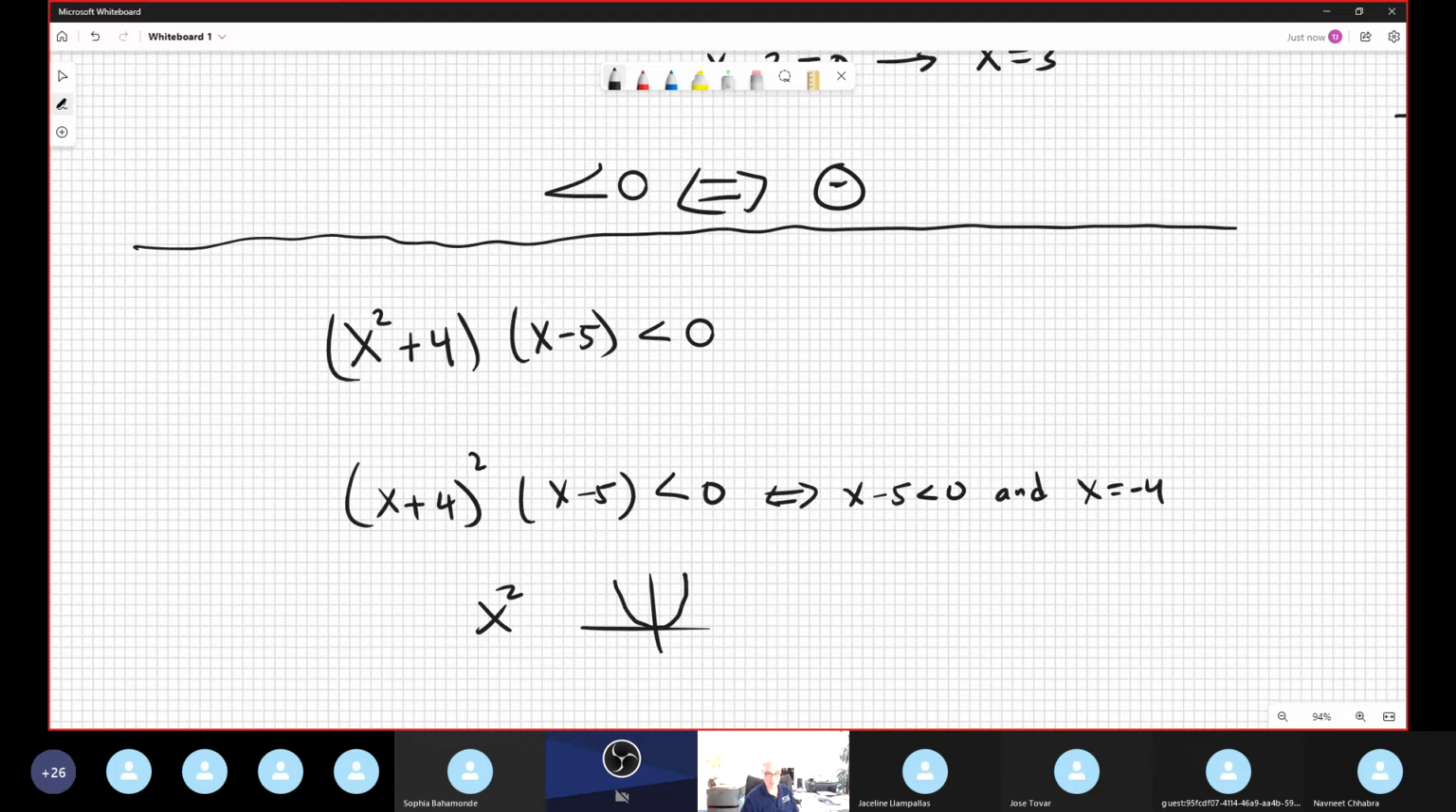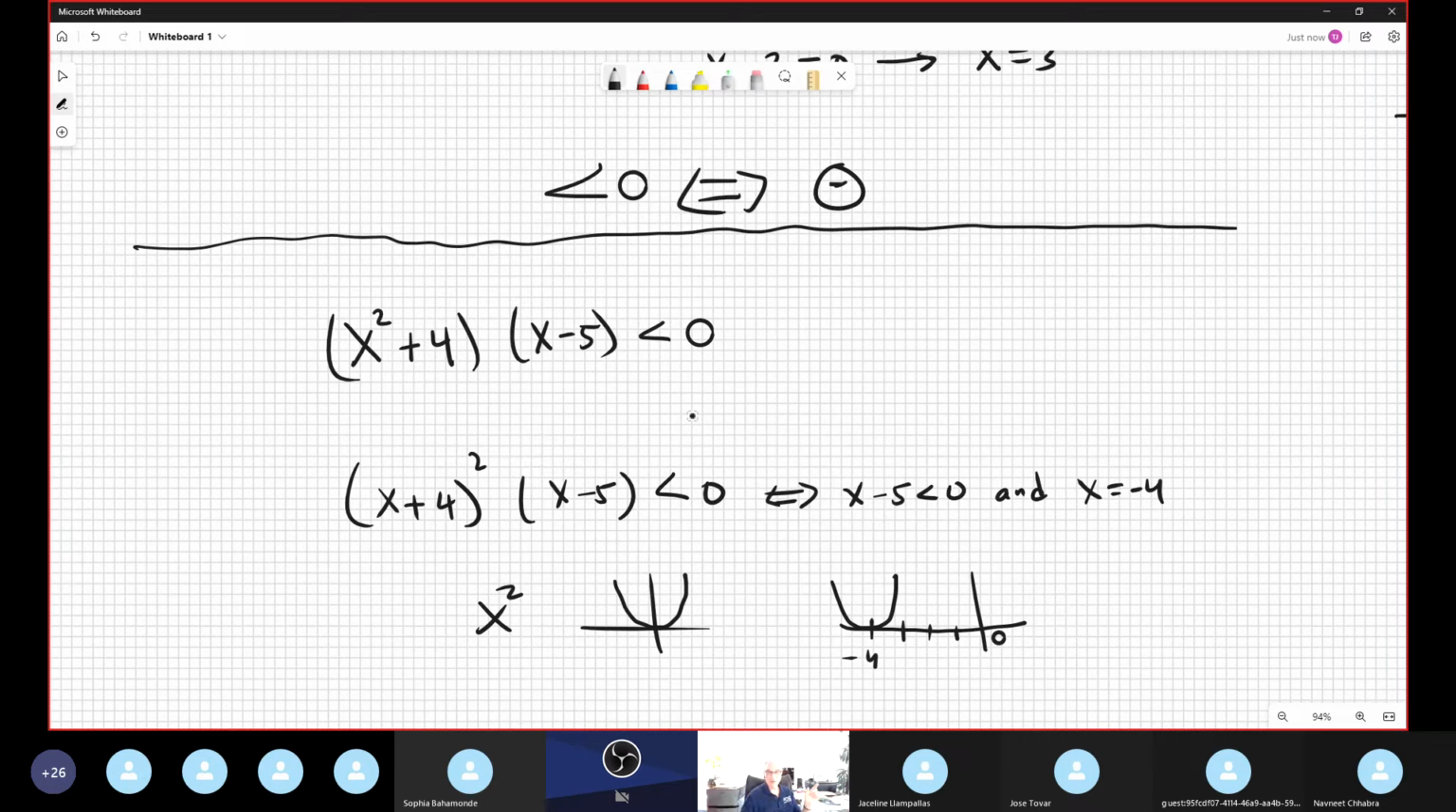Like the parabola. x plus 4 is a parabola also, but this parabola has a horizontal shift 4 units to the left. So this is 0, 1, 2, 3, 4, and at negative 4 we have the parabola. Exactly the same parabola, but now it's moving to the left 4 units. This is the horizontal shift 4 units to the left because it's plus.